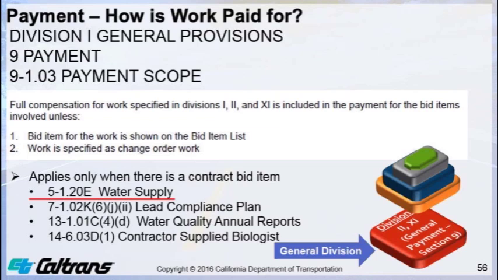For example, for the underlined 5-1.20E, the water supply specification starts the first sentence with: Section 5-1.20E applies if a bid item for water meter charges is shown on the bid item list. So again, you have to have a bid item in order for this section to apply in Division 1.